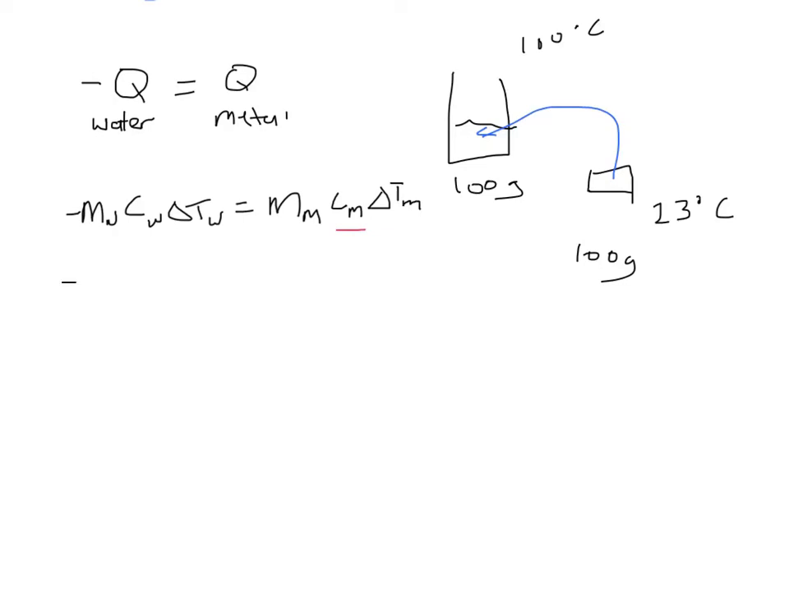What was the mass of the water? 100 grams. Okay, what was the specific heat? What's the specific heat of water? One. Good. What was the change of temperature of the water? I'll give you a hint. It went from 100 degrees, it goes to 80 degrees Celsius. So when I mixed the two, they came to 80 degrees Celsius. What's the change of temperature of water? Negative 20, good.